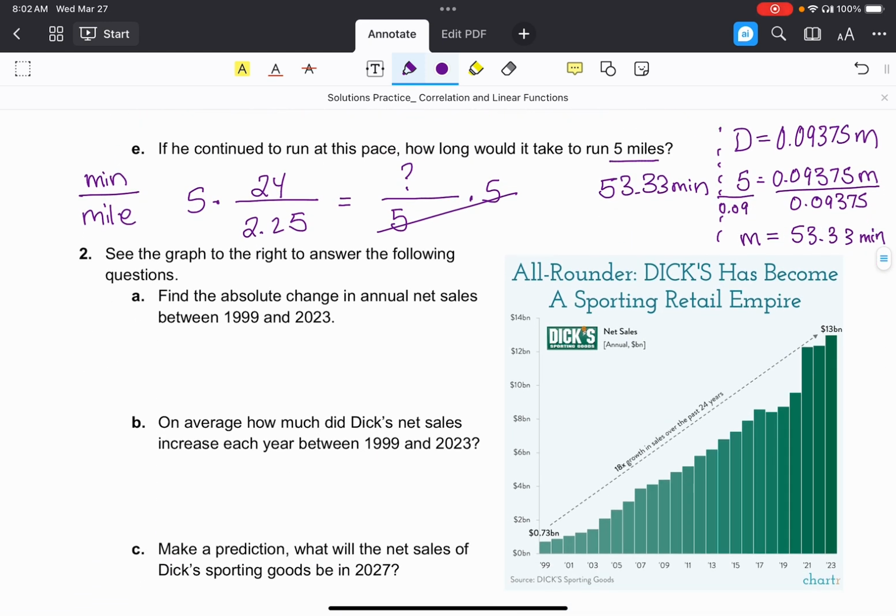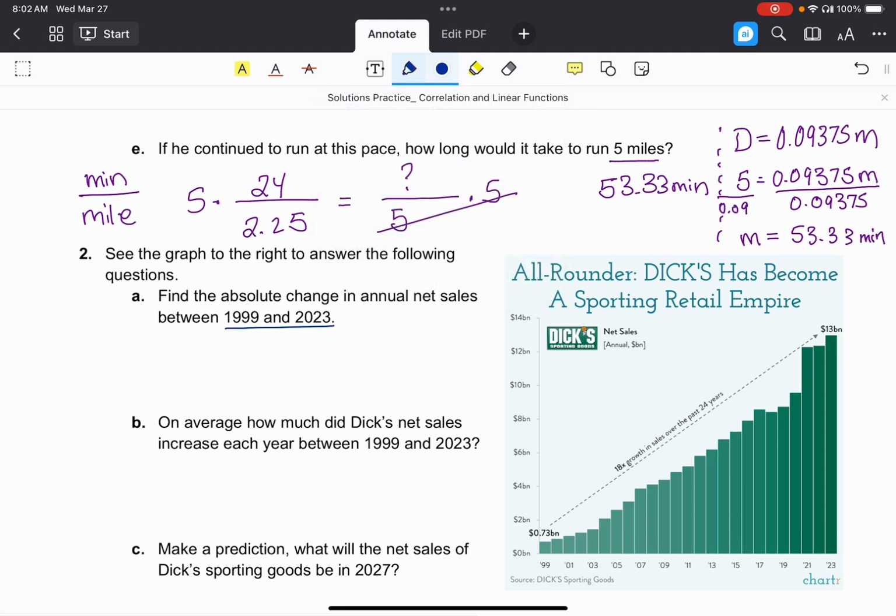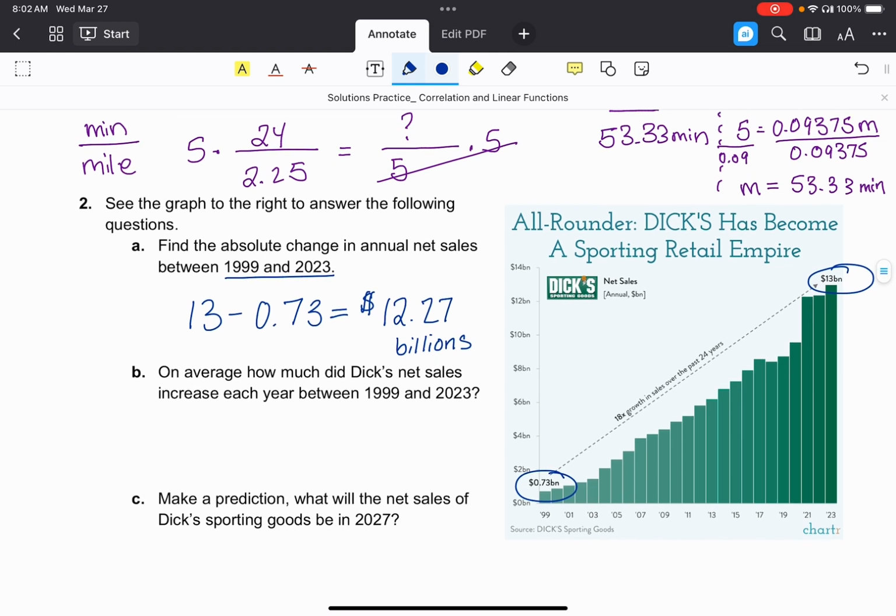All right, the next problem, we are given this really interesting data display about Dick's Sporting Goods and their net annual sales over the last 24 years. And so we are asked to find the absolute change between 1999 and 2023. Well, in 1999, the store was making 0.73 billion. And in 2023, the store was making 13 billion. So 13 billion minus 0.73 comes out to an absolute change of $12.27 billion in sales.